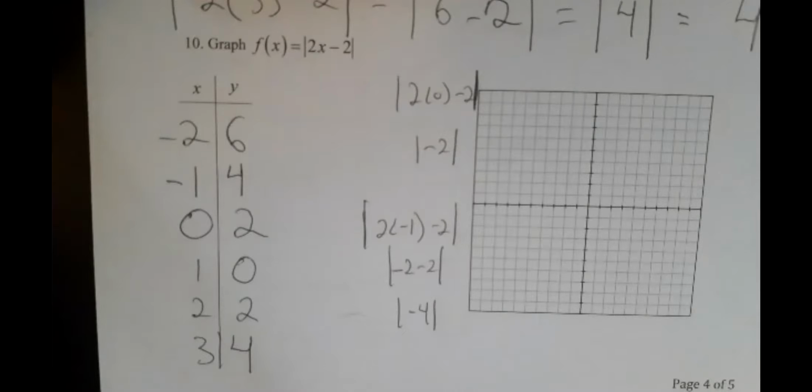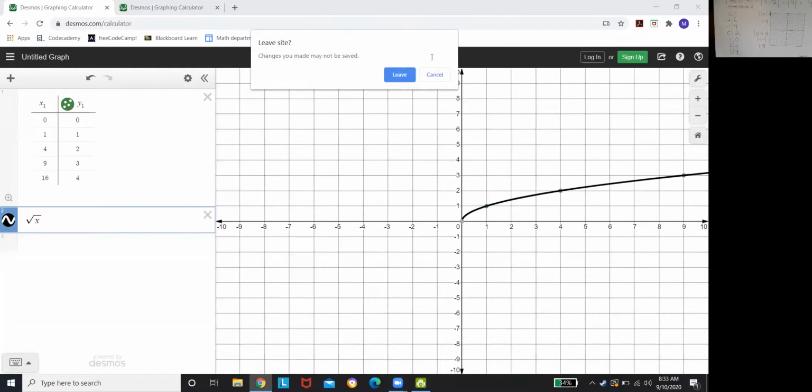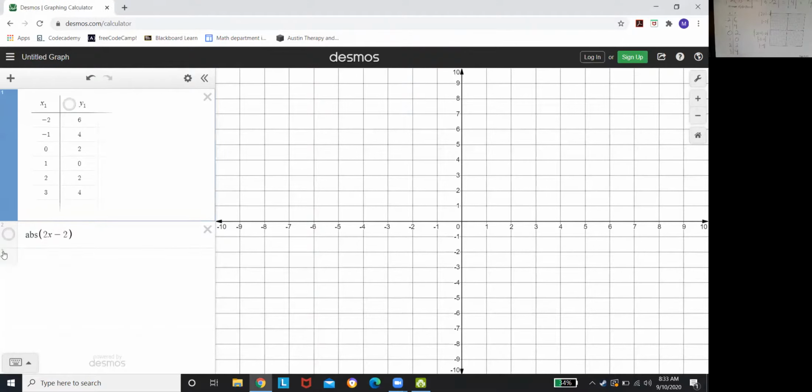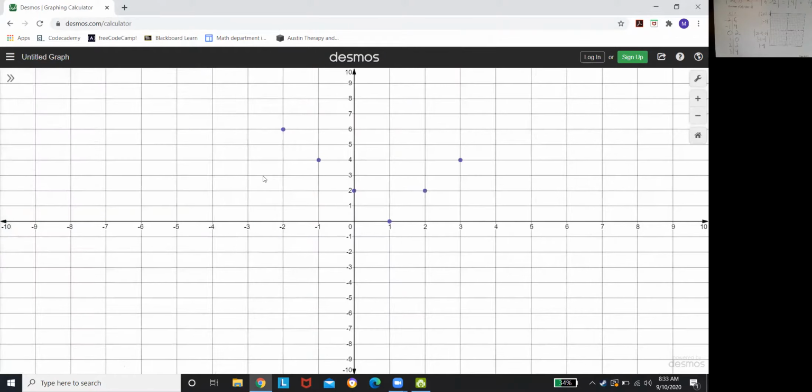So let's go plot them on some Desmos. Let's share screen, bounce on over to here. I don't need this one anymore, and I leave it. And so these are the points that you're going to end up plotting. And you're looking at this thing, and you're probably asking yourself, what does this look like?